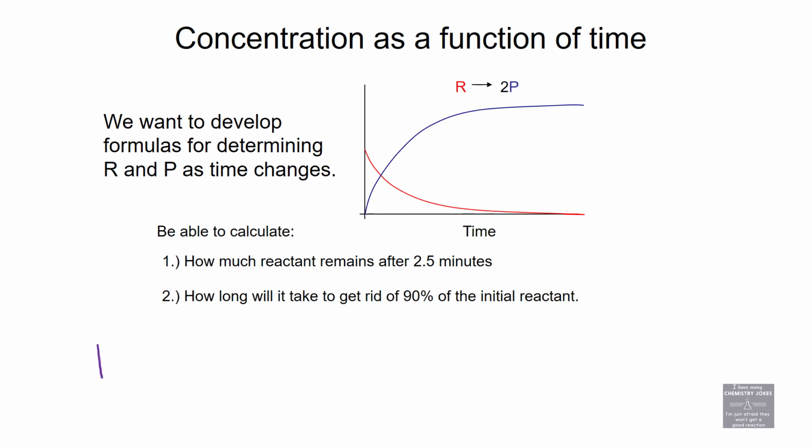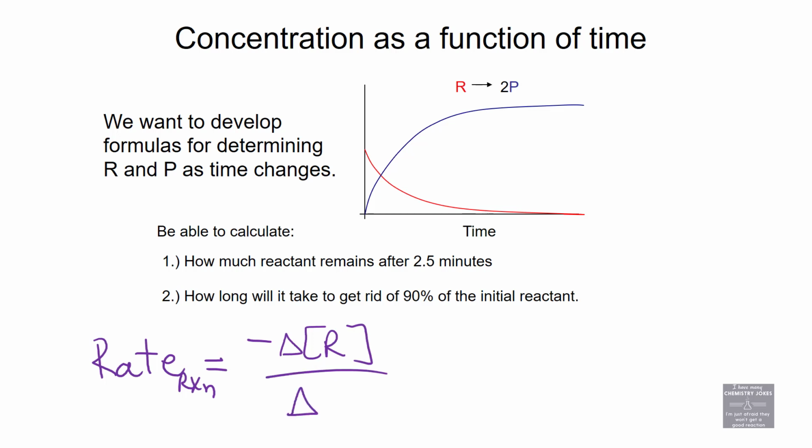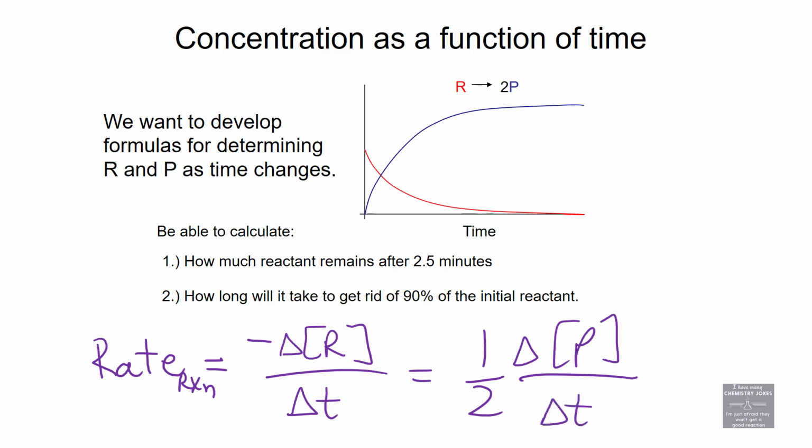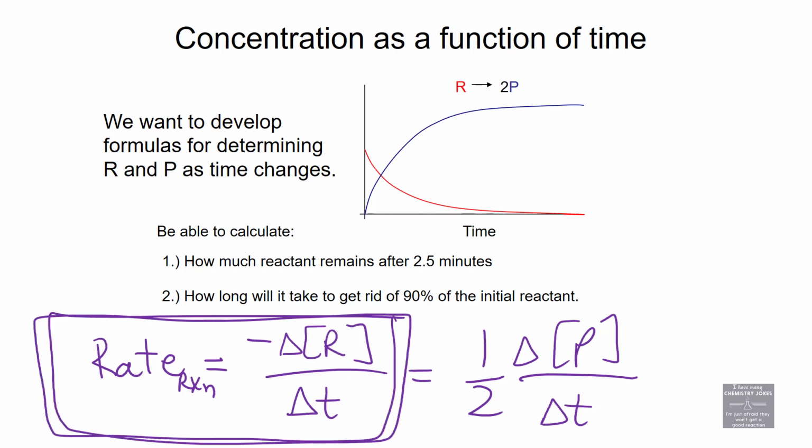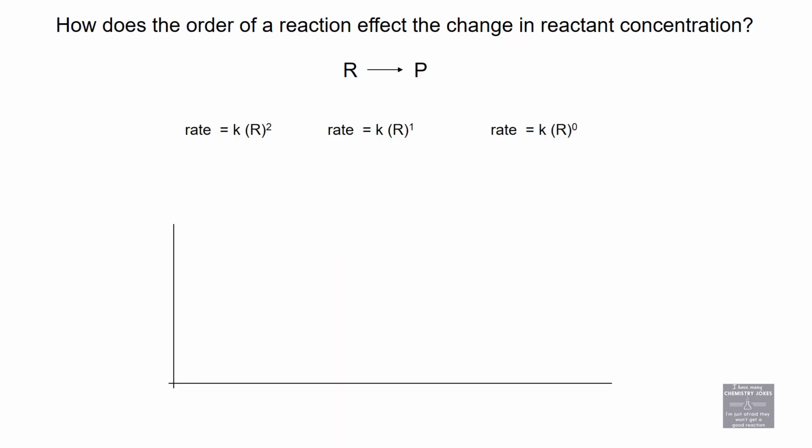One quick reminder, way back at the beginning of the semester, we said the rate of the reaction could be defined as negative delta R delta T, losing reactant concentration over time, or negative 1/2, positive 1/2 delta P delta T. We're going to take advantage of that assumption in one moment, that the rate of the reaction could be defined as the rate of consumption of reactants over time. We're going to use that. Let's talk about some graphs first.